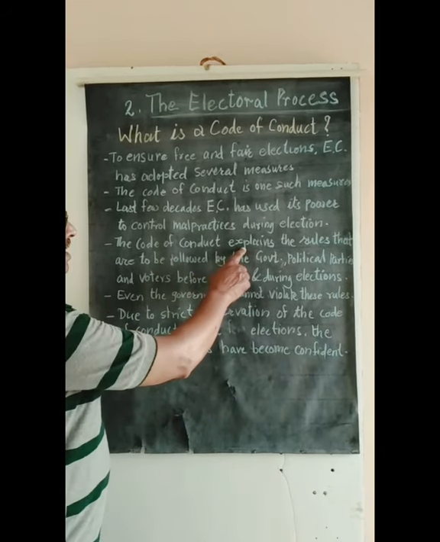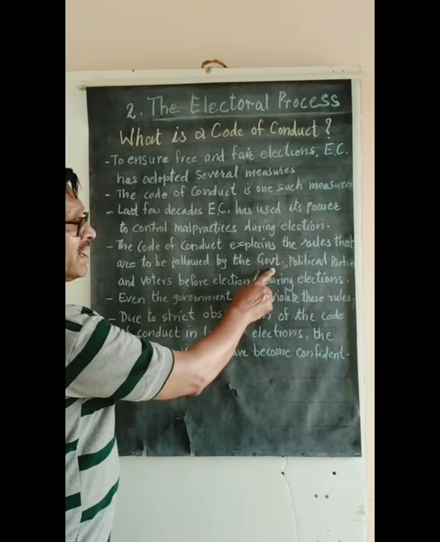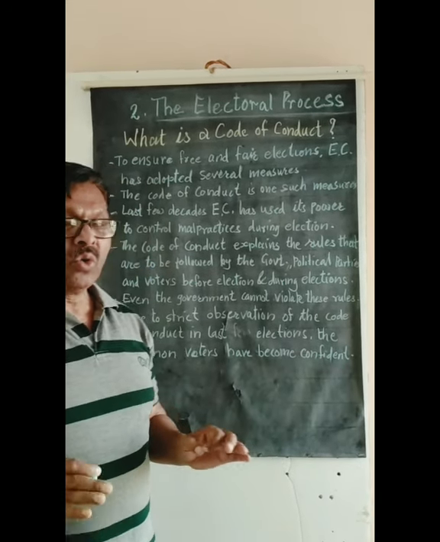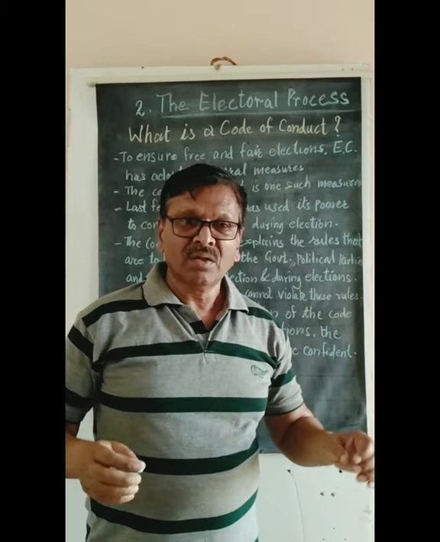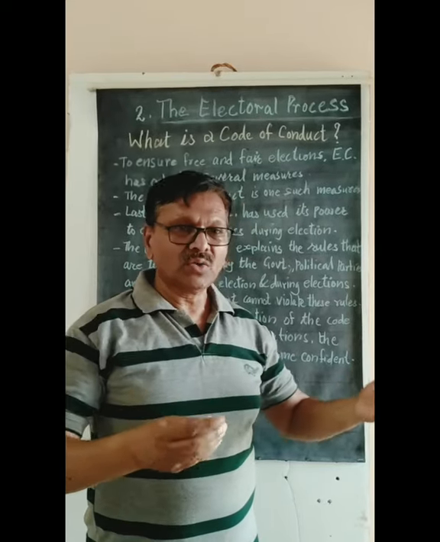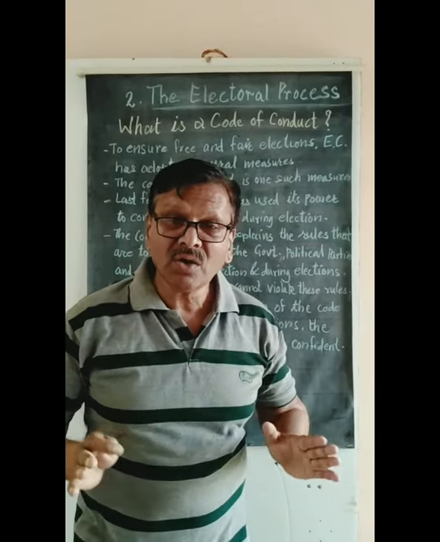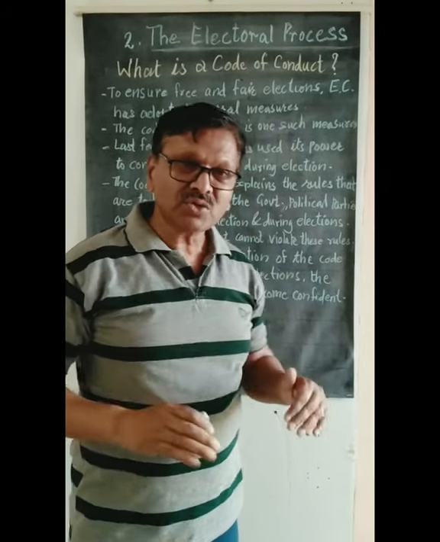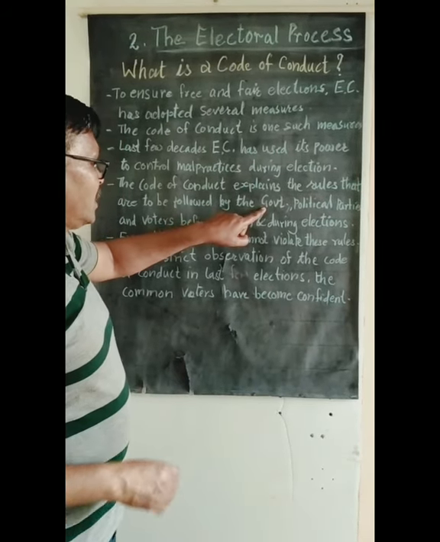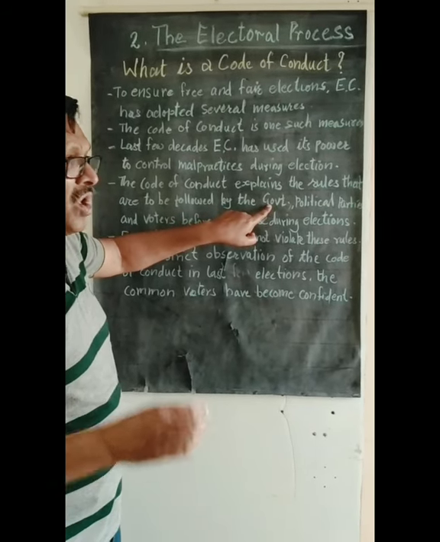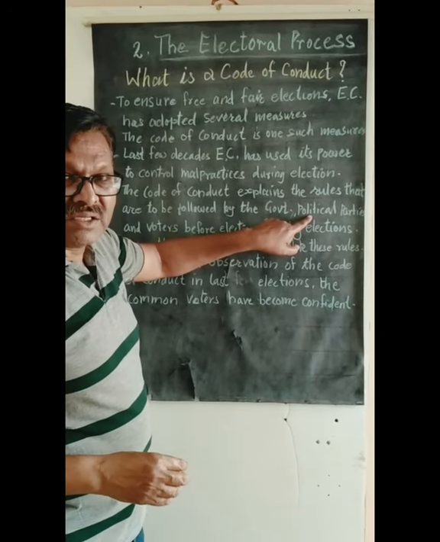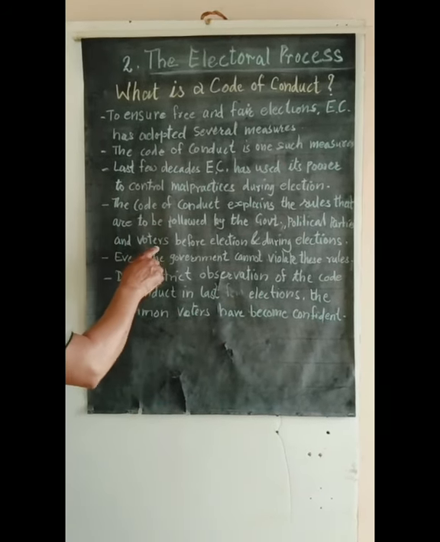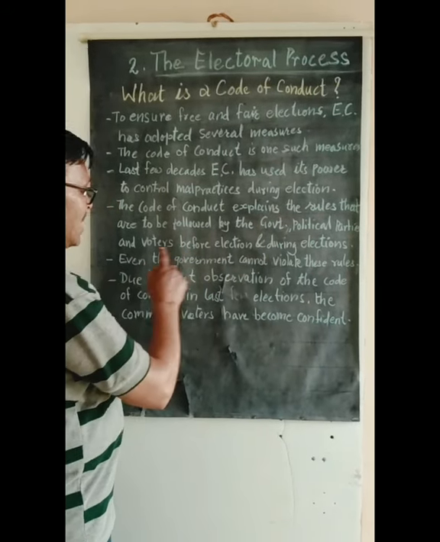The code of conduct explains the rules that are to be followed by the government. For example, if a political party member wants to go to a particular place for campaigning and to attend a public meeting, he cannot go by government helicopter. He cannot use that, or even a government vehicle. He has to go by private vehicle. So it has to be followed. Code means rules. These rules have to be followed by the government, by political parties, and by the voters.